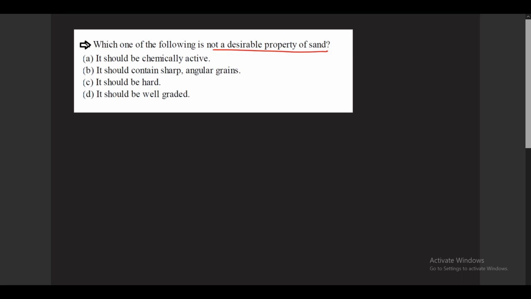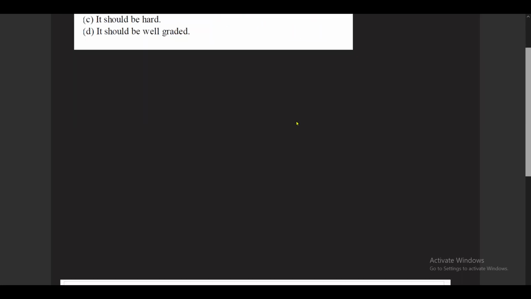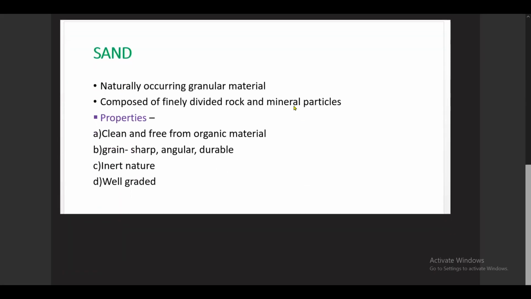Okay, so that means they are asking the requirement of a good sand. Read the options one by one carefully. The first one, before that, I have prepared here in the notes the properties, the requirements of this sand. What are these? It should be clean and free from organic material. Then its grain should be sharp, angular, and durable.